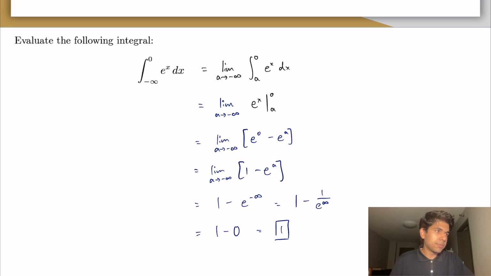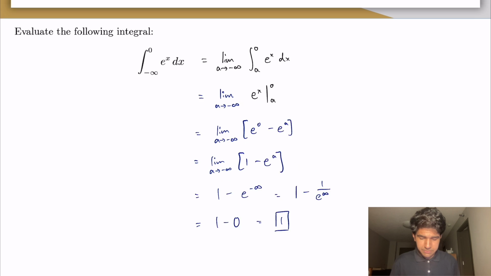And that's our answer. So a pretty simple example, but we're starting to see a pattern emerge where we replace one or two of the limits of integration with a variable, and then take the limit as that variable approaches infinity, negative infinity, and go from there. Let's do some more examples.